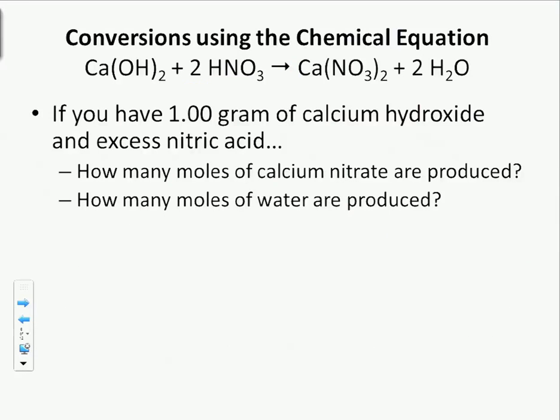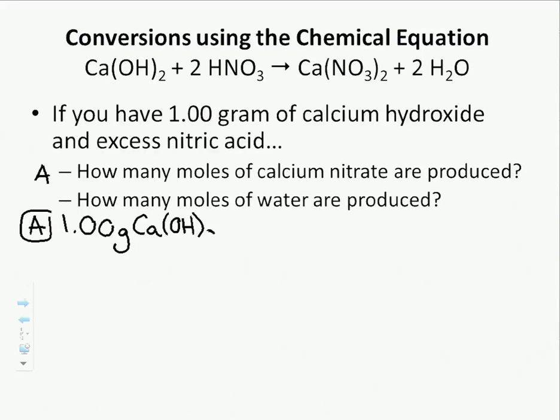Let's have some fun. If you have 1 gram of calcium hydroxide and excess nitric acid, then how many moles of each product are produced? All right, let's give this a try. Let's see what we remember from our last lecture. So part A, it says if you have 1 gram of calcium hydroxide, we need to get that to number of moles of calcium nitrate.